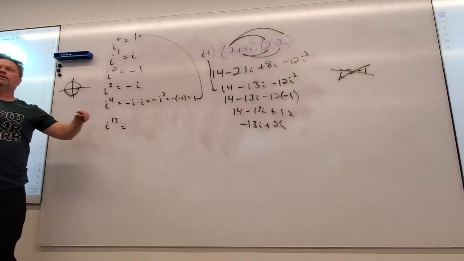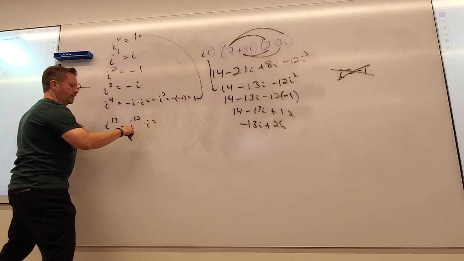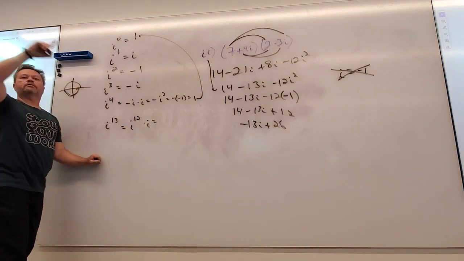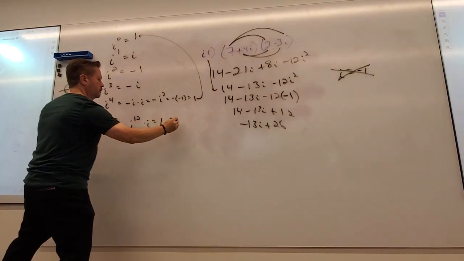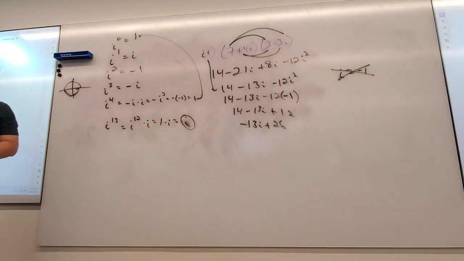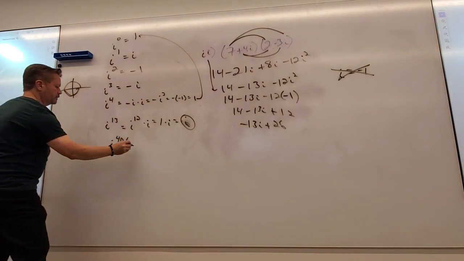So i to the 13th is i to the 12th times i. i to the 12th is 1, because every fourth one, it comes back to 1. So that would be i. So a shortcut is, what if I ask you what i to the 406th power is?